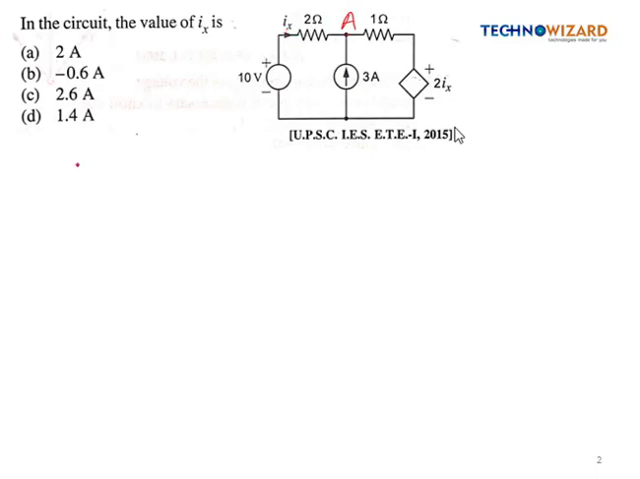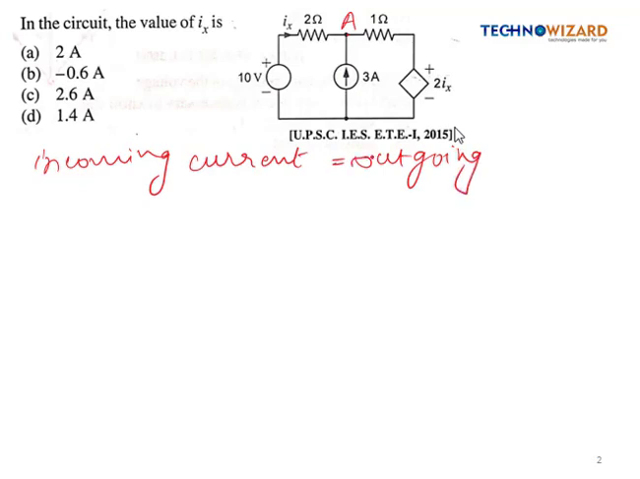KCL states that the sum of incoming current is equal to outgoing current, right? So from here current is coming, and from here 3 ampere current is coming. So here the current flowing is 3 plus I of x from the KCL.